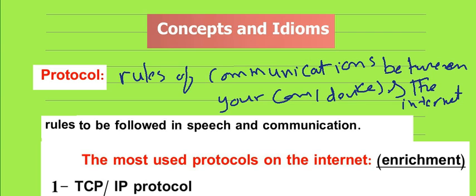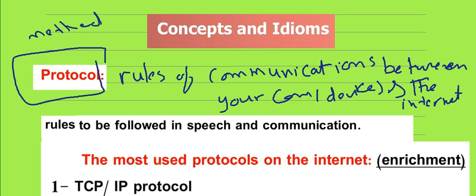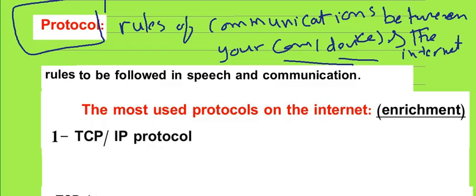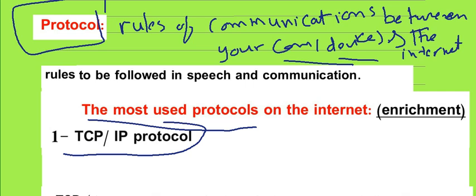هنيجي بعد كده للبروتوكول. البروتوكول ده way, method, rule، كل ده نقدر نسميه بروتوكول. Rules of communication between your computer or your device and the internet. باختصار، يعني أشهر البروتوكولات most used protocols on the internet، عندنا بروتوكول اسمه TCP/IP.